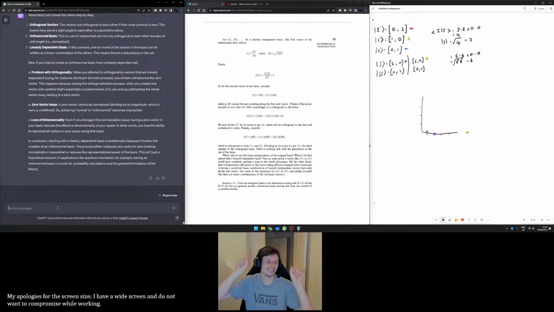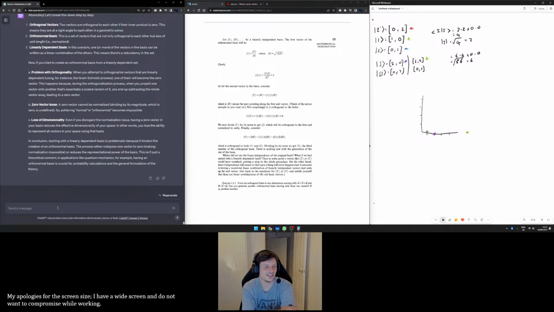Ah! Zero vector issue. A zero vector cannot be normalized. Dividing by its magnitude, which is 0, is undefined. So achieving the normal in orthonormal becomes impossible. Loss of dimensionality. Even if you disregard the normalization issue, having a zero vector in your basis reduces the effective dimensionality of your space. In other words, you lose the ability to represent all vectors in your space using that basis.